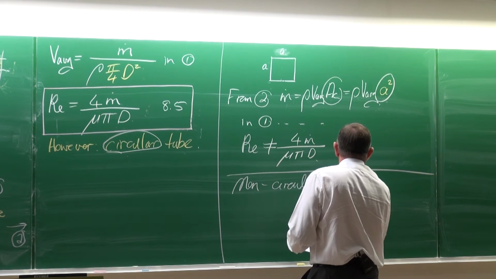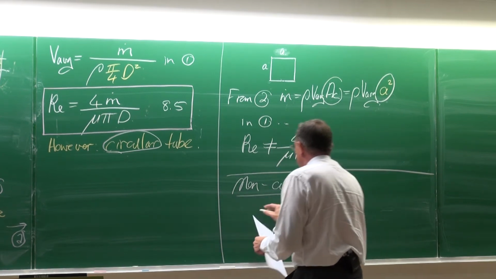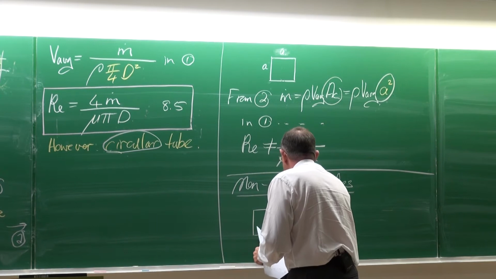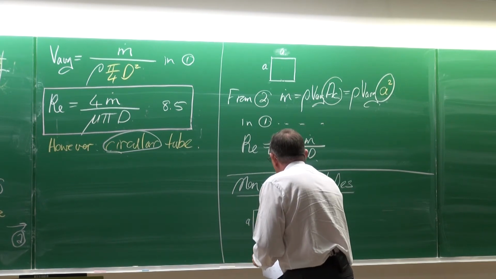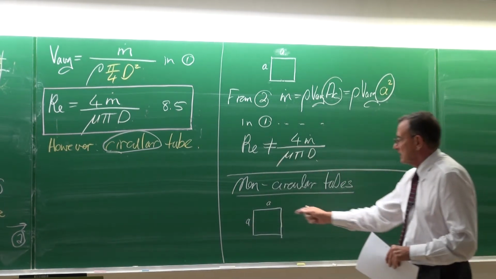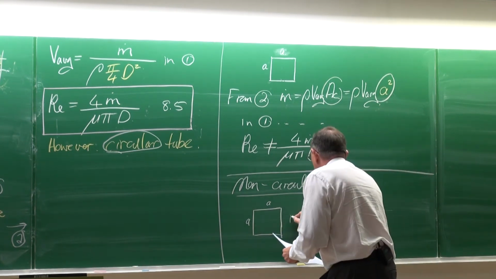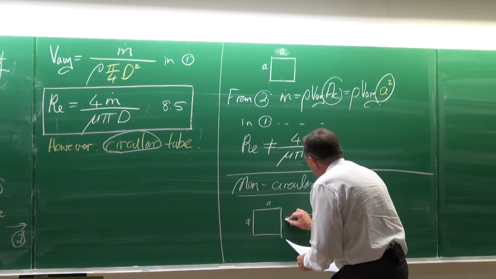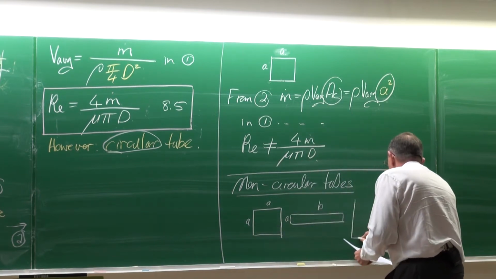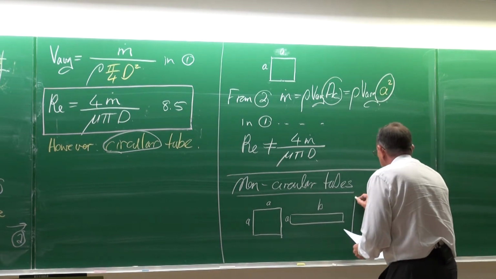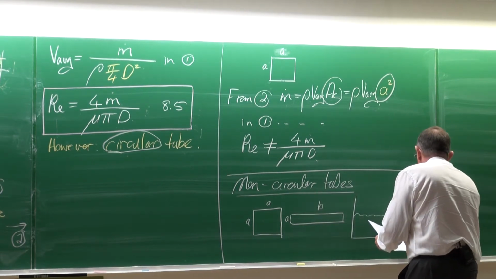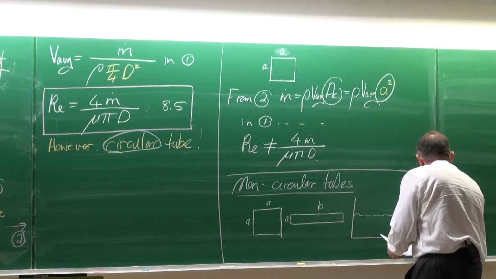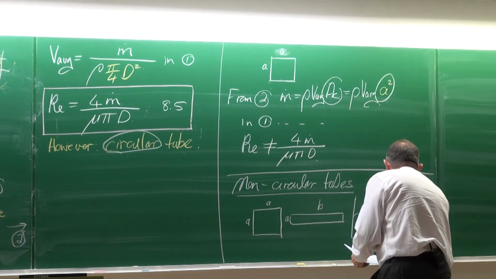Non-circular tubes. With non-circular tubes, it will be tubes like the one that we've discussed just now, a square one of A in this direction and A in that direction, or it can be like this. That is distance B and that is distance A, or even in the case where we have something like this, an open channel. And that is equal to A, and that is equal to B.